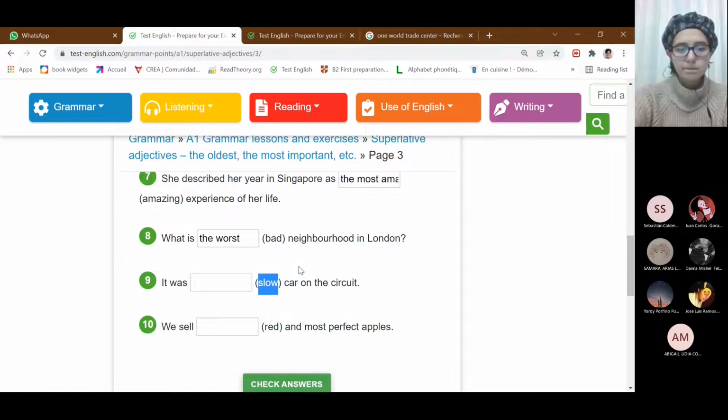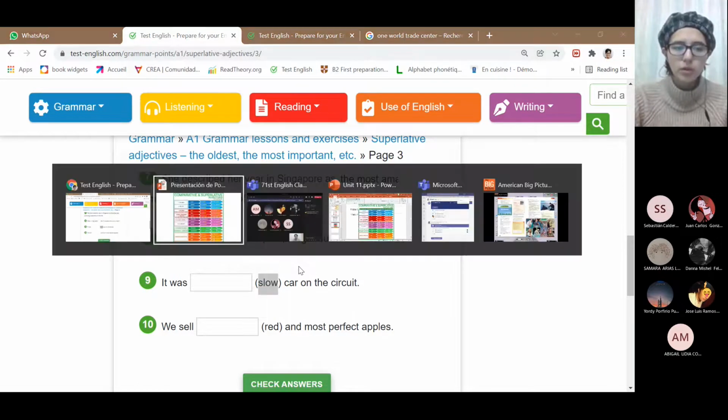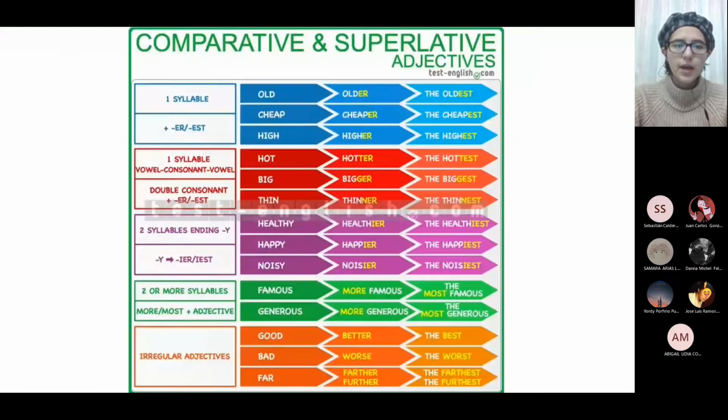Podría ser more slow. Well, if you want to say more slow, no, that wouldn't be possible. Entonces, because it's an adjective with one syllable. The most slow. Okay, but slow has only one syllable. What happened with adjectives with one syllable?